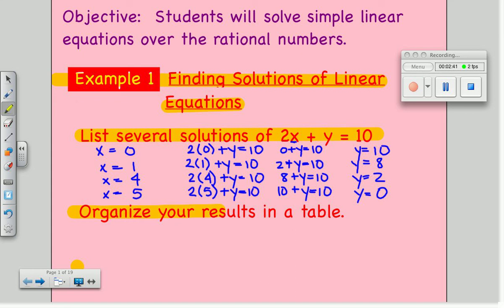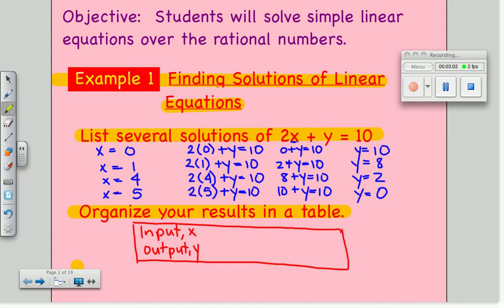And now here, organize your results in a table. So now I'm going to make an input-output table. So my input is going to be x. My output is going to be y. So the first number I made x was 0. Right here, x is 0. And when x was 0, what was y? Y was 10. So y is 10.